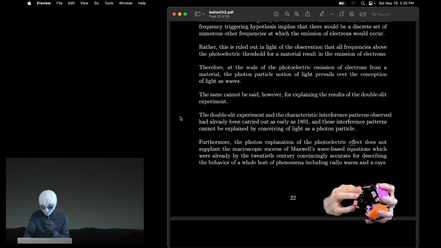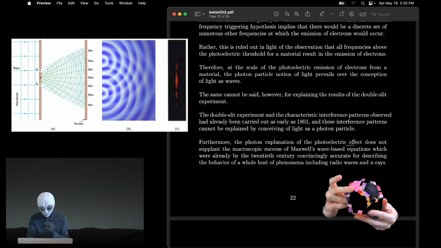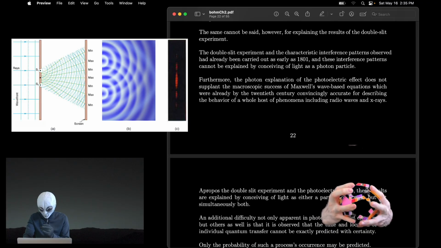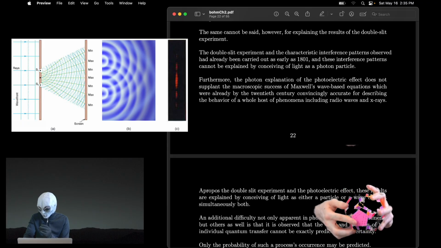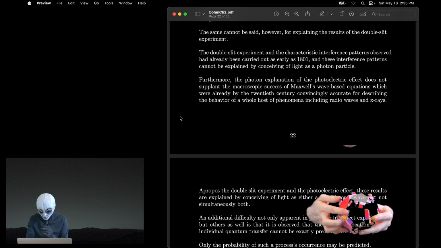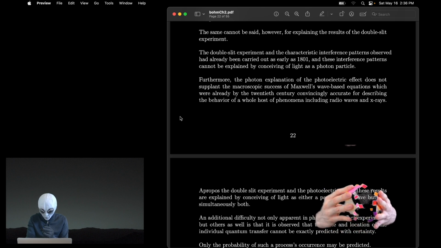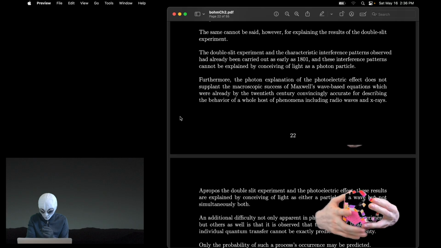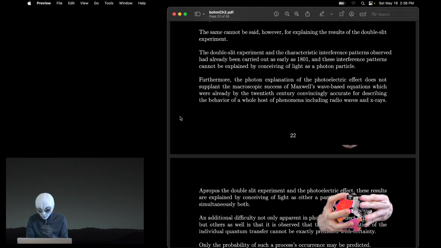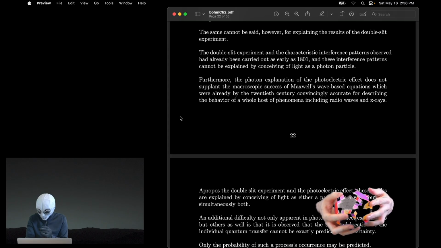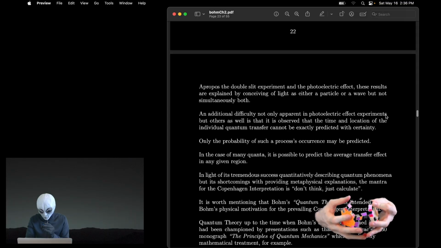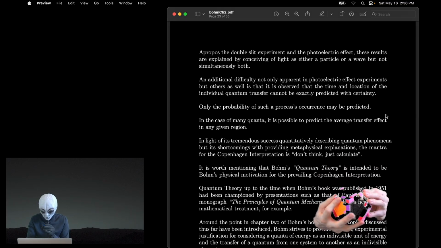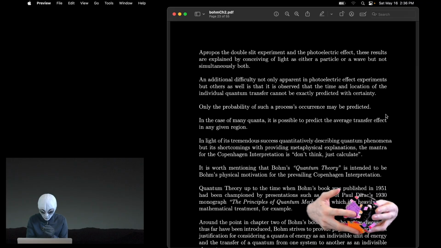The same cannot be said, however, for explaining the results of the double-slit experiment. The double-slit experiment and the characteristic interference patterns observed had already been carried out as early as 1801, and these interference patterns cannot be explained by conceiving of light as a photon particle. Furthermore, the photon explanation of the photoelectric effect does not supplant the macroscopic success of Maxwell's wave-based equations, which were already by the 20th century convincingly accurate for describing the behavior of a whole host of phenomena, including radio waves and X-rays. Apropos the double-slit experiment and the photoelectric effect, these results are explained by conceiving of light as either a particle or a wave, but not simultaneously both.